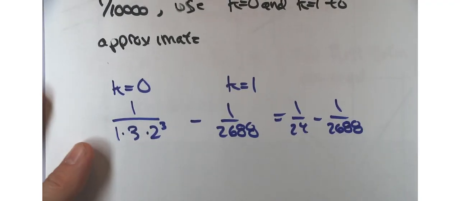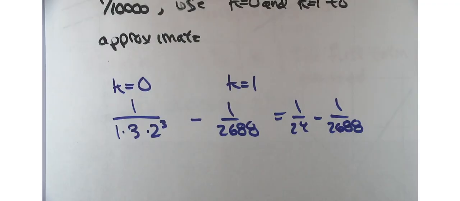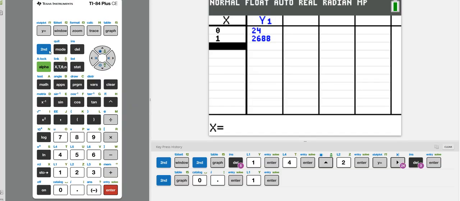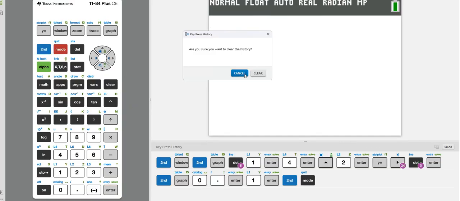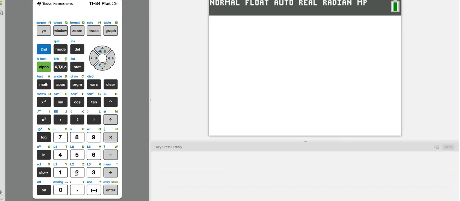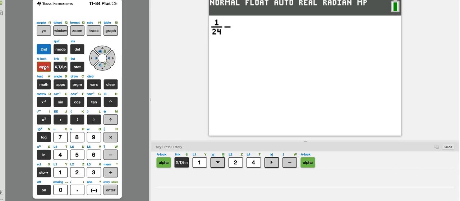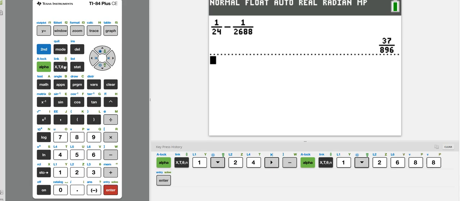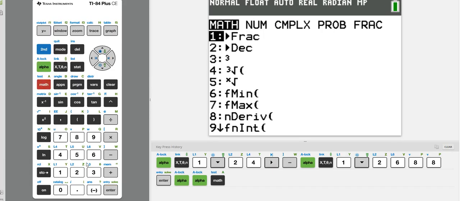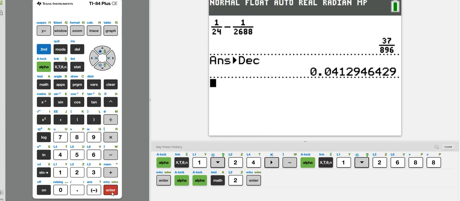Now I don't really care about getting a common denominator and all that stuff. Let's just find a numerical value for those things. So 1 over 24 minus 1 over 2,688. Now, this gives me a nice fraction. That's really wonderful, but I actually want a decimal value. So go to the math key and press the second option, something I don't use very often, but there's your decimal value.